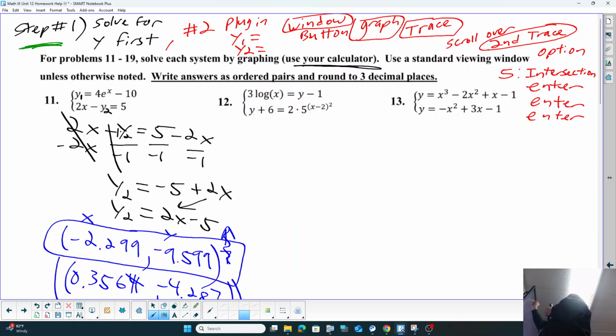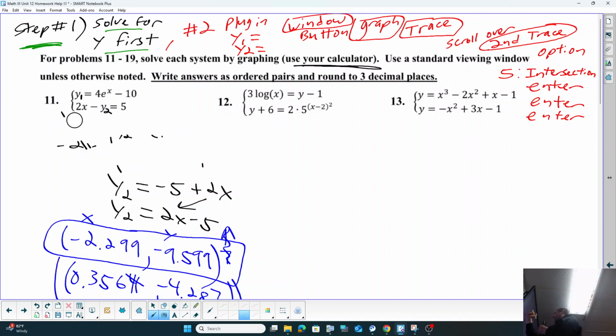Step number 1 is solve for y first, right? So for example, for number 11, we had to solve for y first. This one's already solved, check, but this one had to be solved. So 2x minus y equals 5. We had to minus 2x to the other side. Cool. Then there's an invisible negative 1 that we had to divide over.